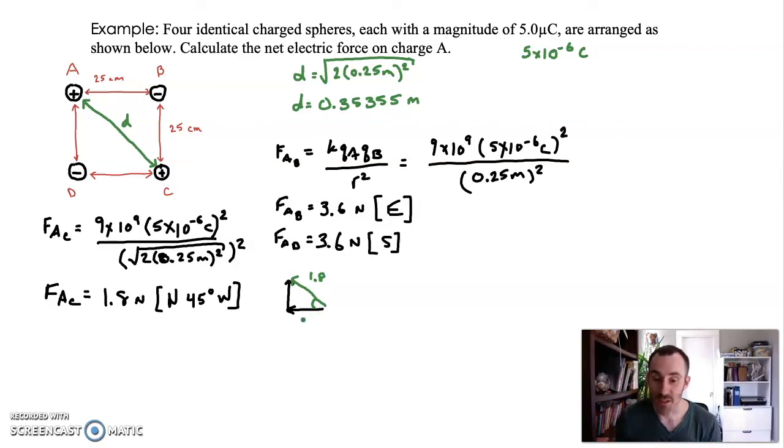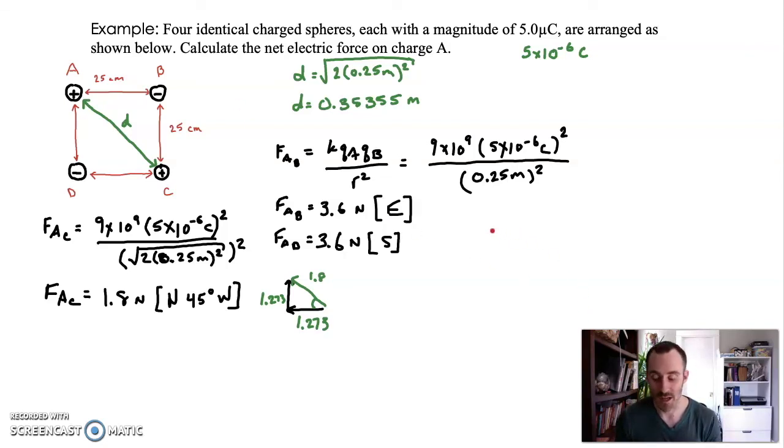And so I know that the west component and the north component are going to be the same, right? So all I need to do is 1.8 times the sine of 45 degrees, and that will give me both components actually. Okay, and it turns out that when you do that, you get 1.273. Okay, now we need to put together our x components and our y components.